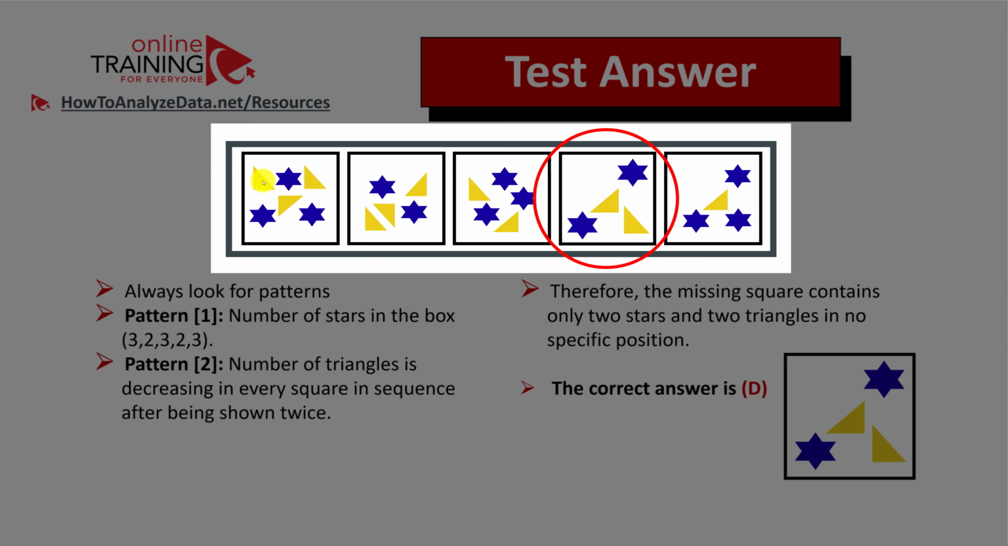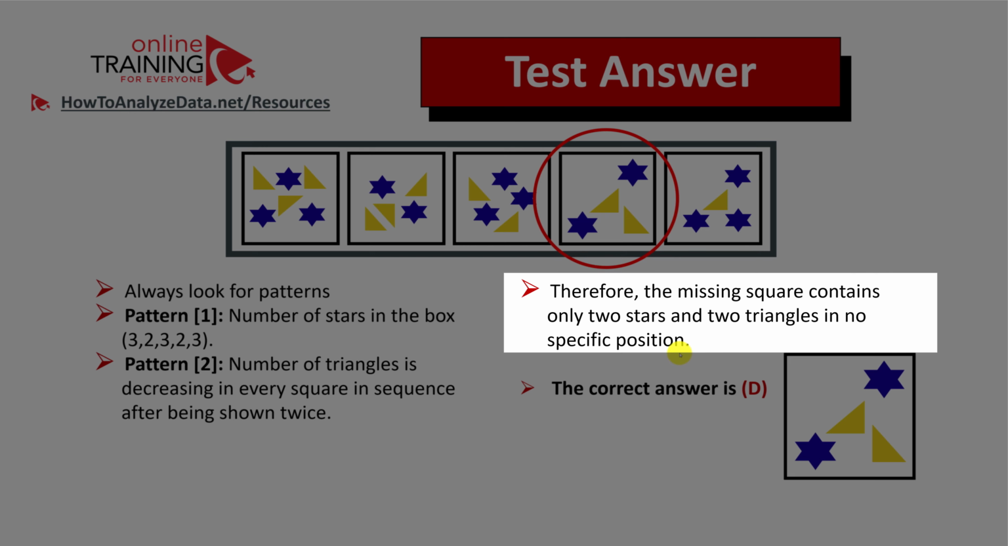For example, object number 1 has 3 triangles. Object number 2 also has 3 triangles. Next object has 2 triangles. So following this pattern, the missing object will also have 2 triangles. And then the last one will have 1 triangle.